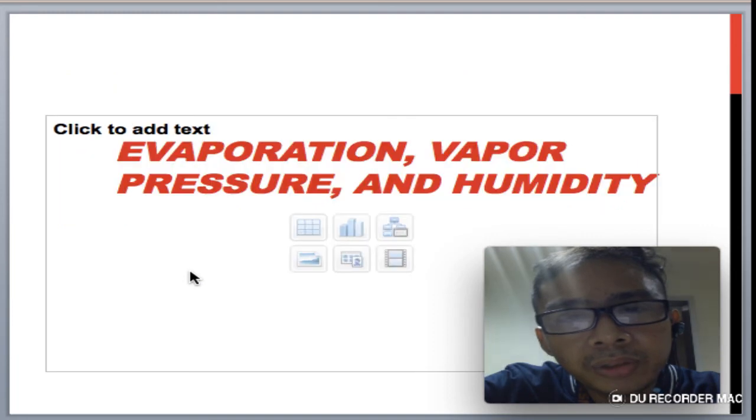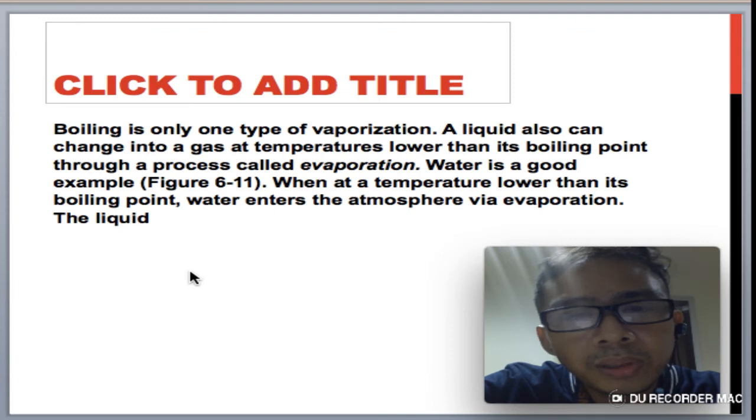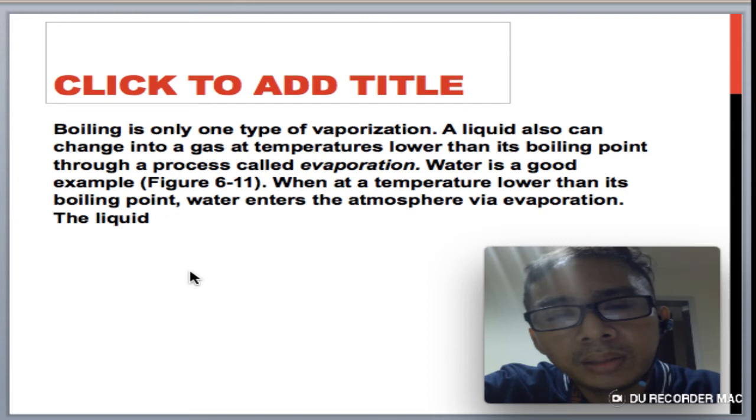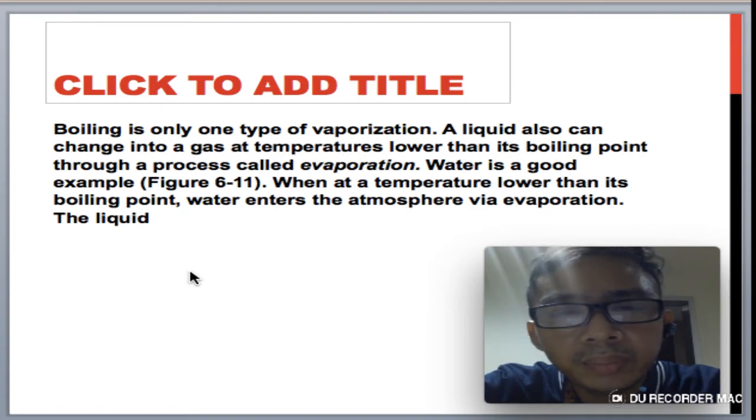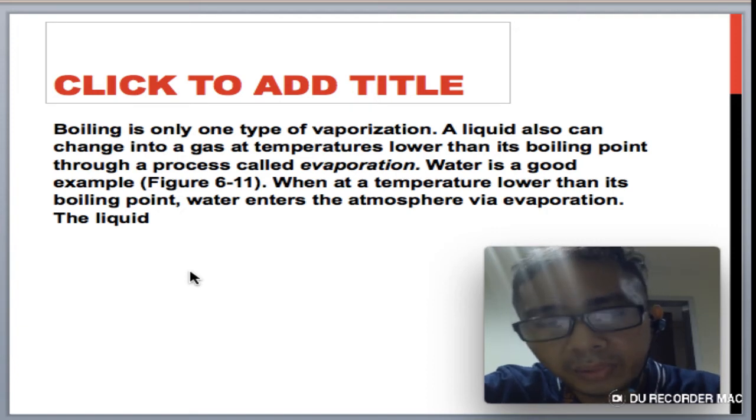Evaporation, vapor pressure, and humidity. Boiling is only one type of vaporization, where you convert a liquid into a vapor form. A liquid can also change into a gas at temperatures lower than the boiling point, in a process called evaporation. Water is a good example. At a temperature lower than its boiling point, water enters the atmosphere via evaporation.